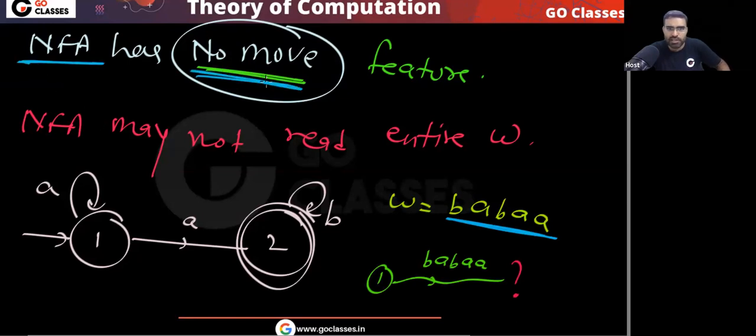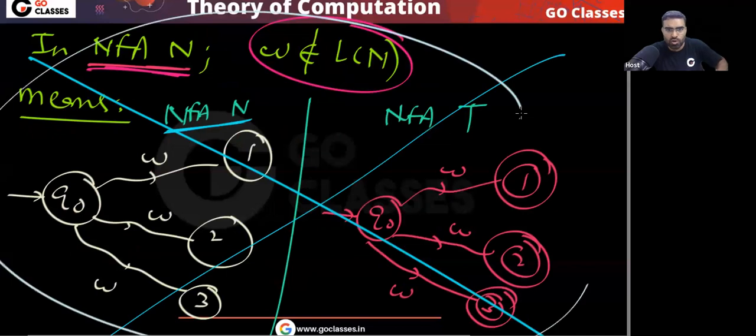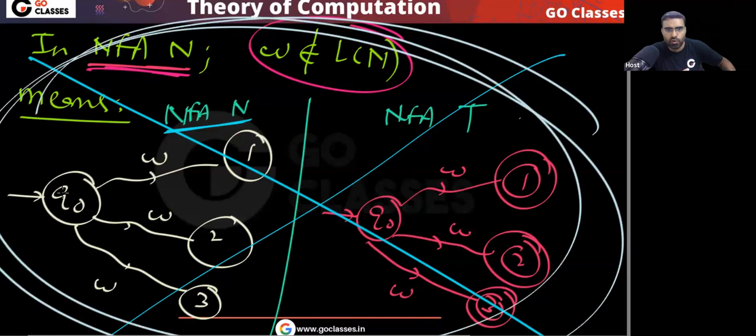NFA has the no-move facility also. Because in this state 1, you cannot even read B. You cannot even do that. Agree or not? No move. There is no move. So there will be nothing here, nowhere. Is this point clear? Now can you notice what is wrong with this logic? Yes or no? Please tell me, did you understand? What is wrong with this logic?